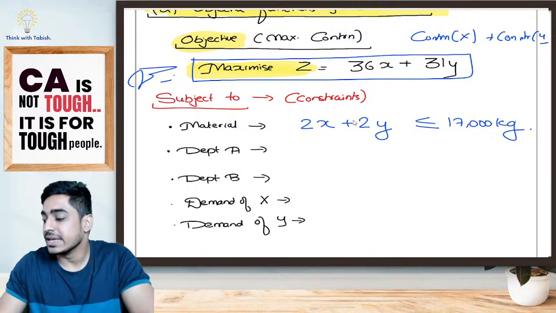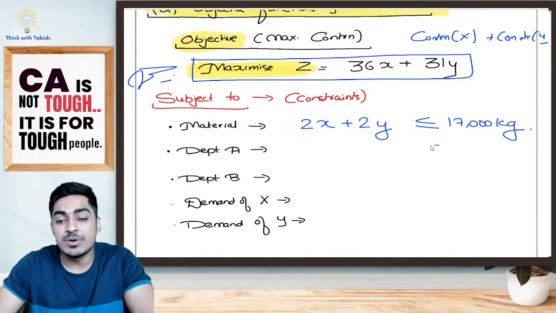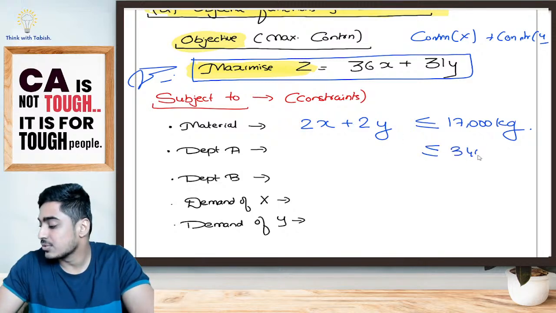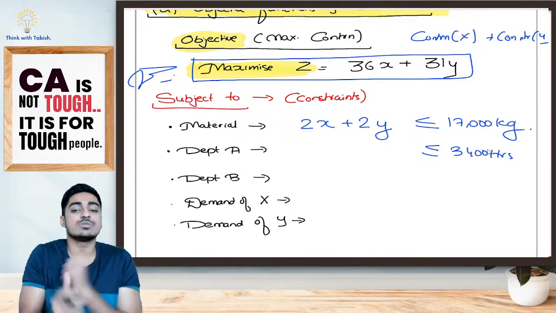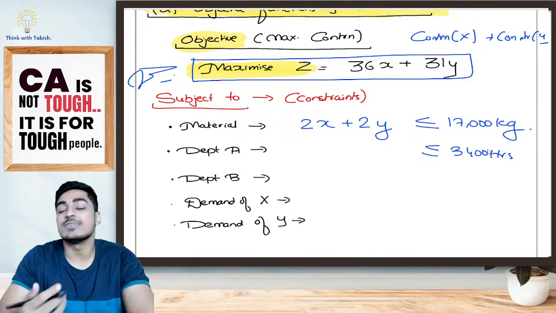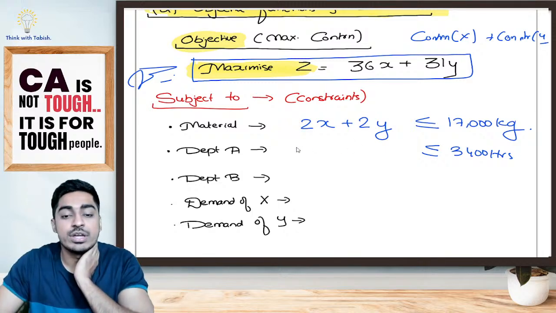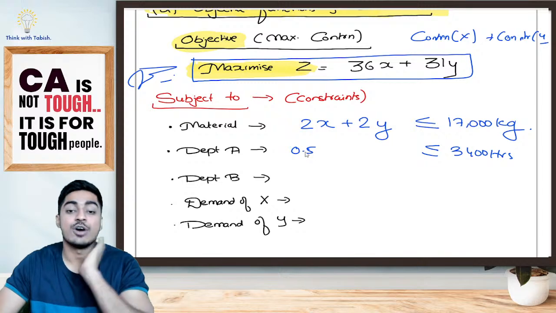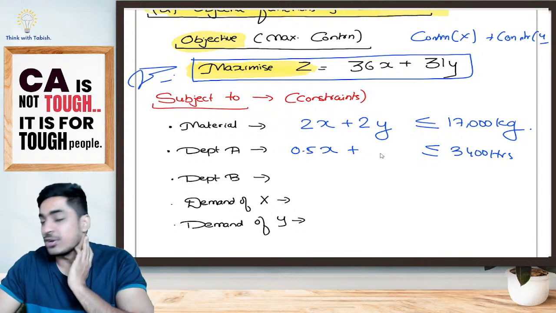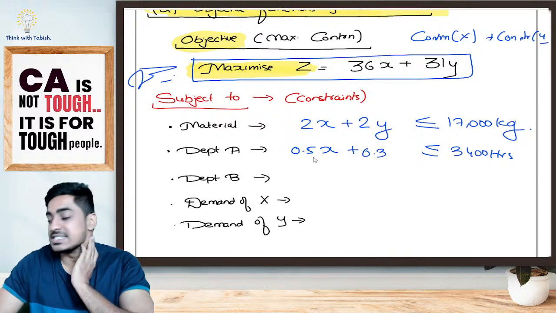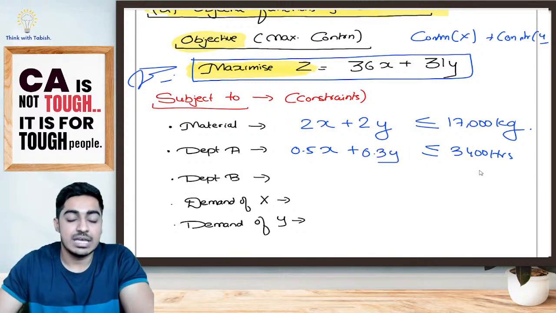Next, department A. Maximum how many hours are available, students? Maximum hours available is 3,400 hours. So X and Y units production should be within 3,400 hours. Again, how many hours does it take? To produce 1 unit of X in department A, 0.5 hours is taken, and we are producing X units. To produce 1 unit of Y, 0.3 hours is taken, and we are producing Y units. So this is the constraint.